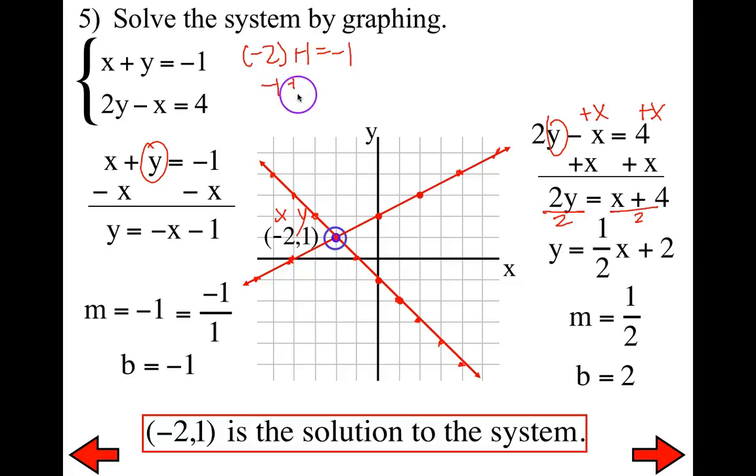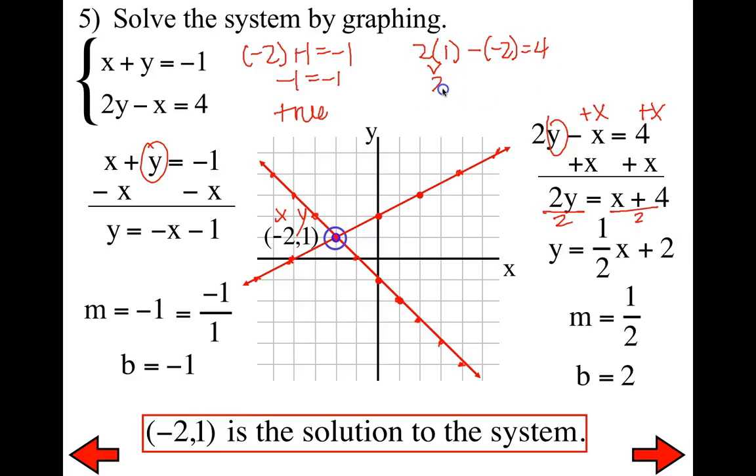Oops, let's try that again. -2 plus 1 is -1, so this is true. Let's try the next one. 2 times y, which is 1, minus x, which is -2. Does that equal 4? Well, let's see.